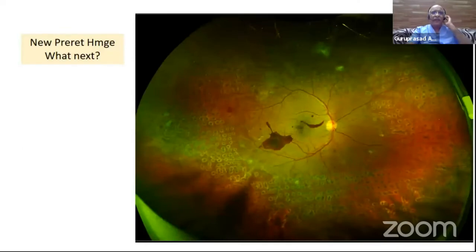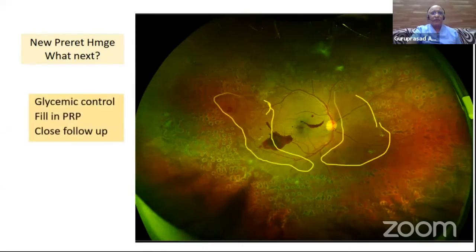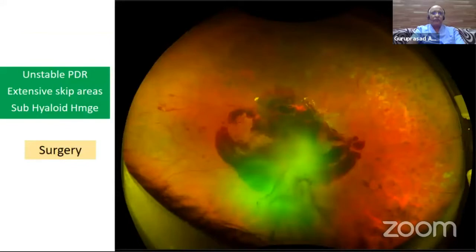So if there's a preretinal hemorrhage, which usually we see after about a couple of months, we call the patient after about 2 months after the laser, depending on the condition, of course, this follow-up period is highly variable. So if we have this kind of picture after a good laser treatment, then what we have to do is to employ good glycemic control, do a fill-in PRP to the areas that have been skipped, and then follow up closely. And this is an example of an unstable PDR.